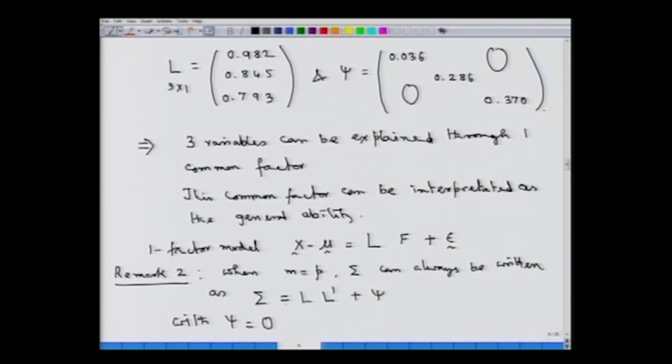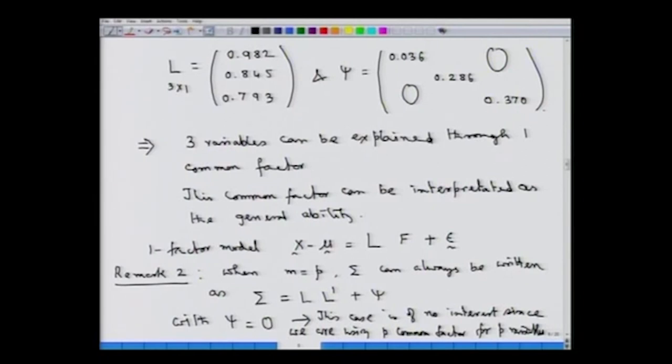But what we are doing here, we are expressing p variables x 1, x 2, x p in terms of p common factors only. So, there is no reduction as such in this particular situation. So, this case is basically of academic interest. This case is of no interest actually, since we are using p common factors for p variables only.